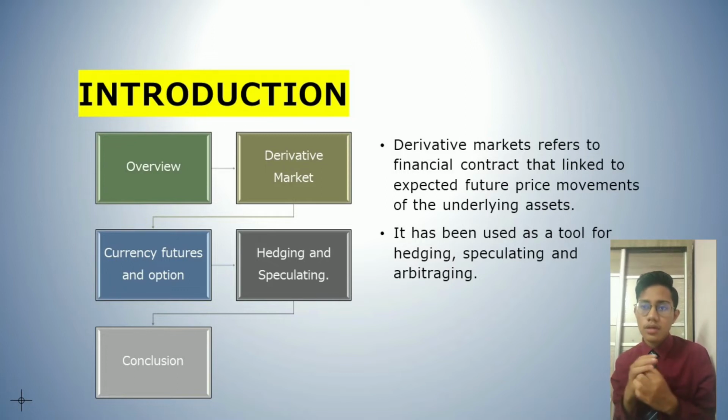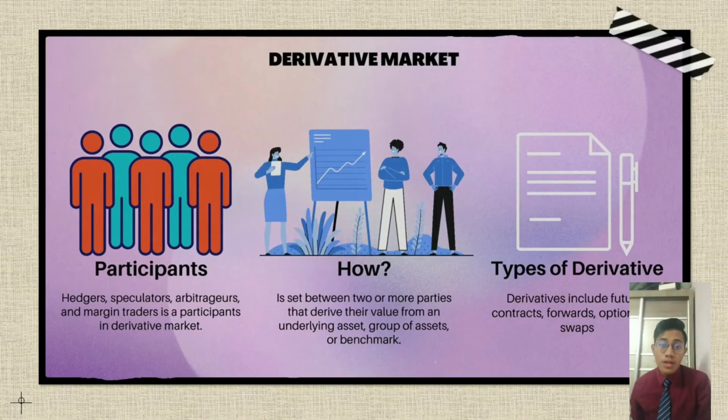this topic. So in general, the derivative market refers to financial contracts that are linked to the expected future price movement of the underlying asset. It has been used as a tool for hedging, speculating, and arbitraging. So now we move to the derivative market.